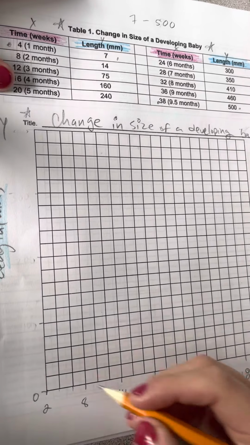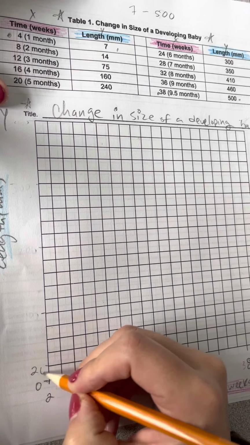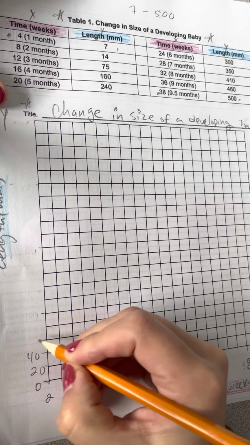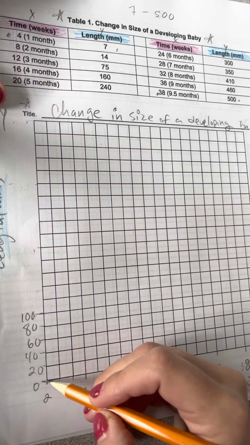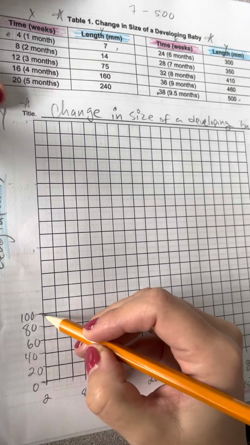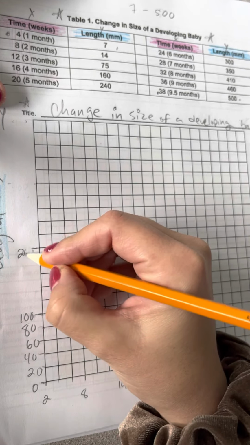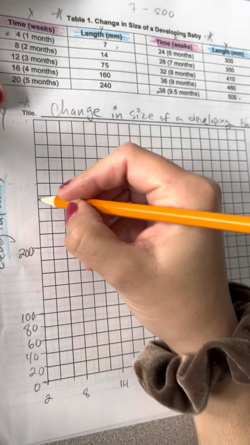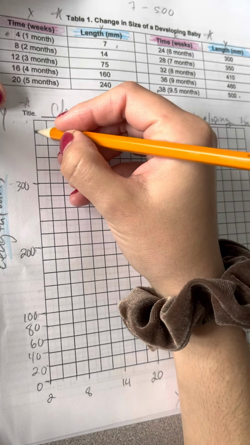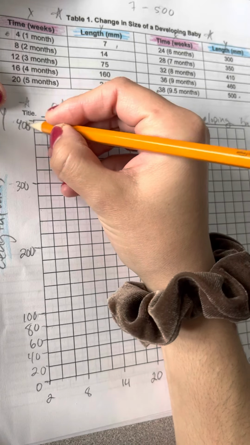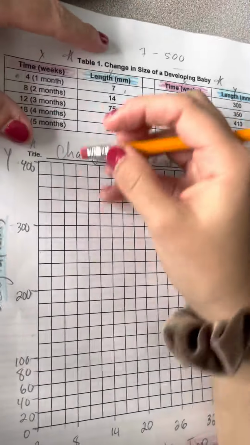Okay, so I'm gonna go by 20s. I'm gonna start by 0 down here. I'm gonna go 20 for each line. 100. And if I count each one of the boxes, 1, 2, 3, 4, 5, I can go again. 1, 2, 3, 4, 5. That's 200. 1, 2, 3, 4, 5. That's 300. 1, 2, 3, 4, 5. That's 400. Now I'm going to check. I have to go up to 500, so that's not enough.